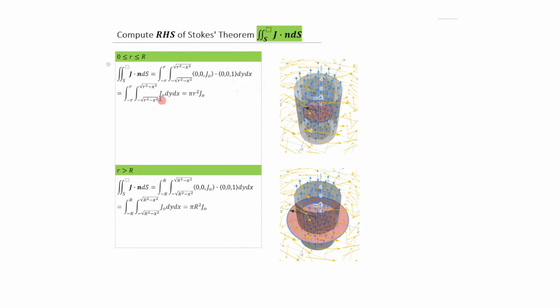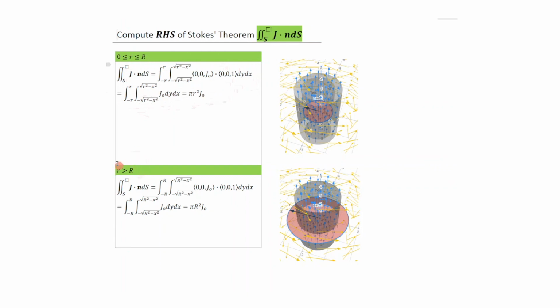If you do the computation, the dot product, this is just J naught dy dx. This is in Cartesian coordinates. You're integrating over circles, so the upper bound would be the square root of r squared minus x squared. Lower bound is minus the square root of r squared minus x squared. x is between r and minus r. So again, r is a free parameter, and that's valid up to a value of r equals capital R. And so we basically have written it out in this fashion. If you integrate, this is just pi r squared J naught. So this was basically what the right-hand side would be for this region.